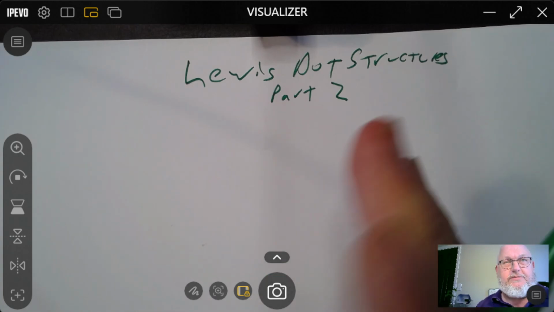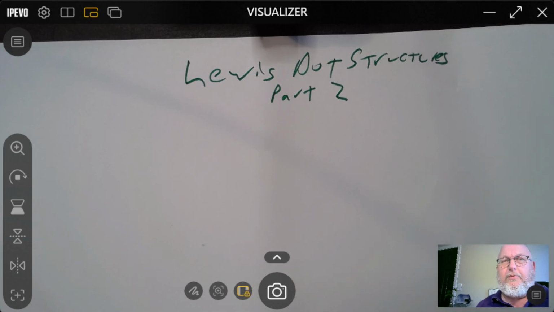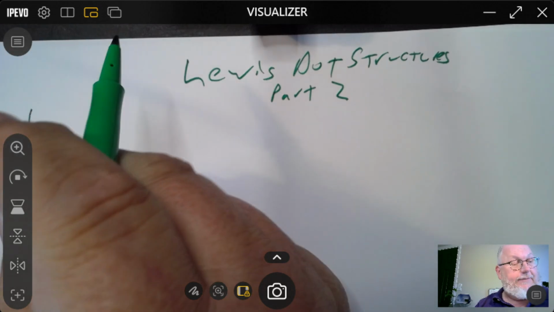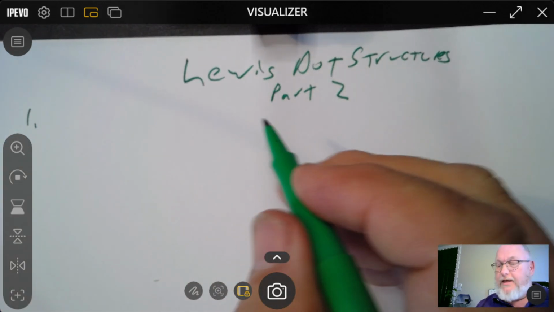So let's look at some samples. Follow our little rules, right? Rule number one: find the central atom. Let's look at SO3.